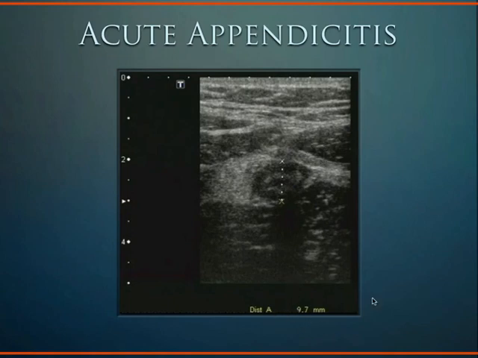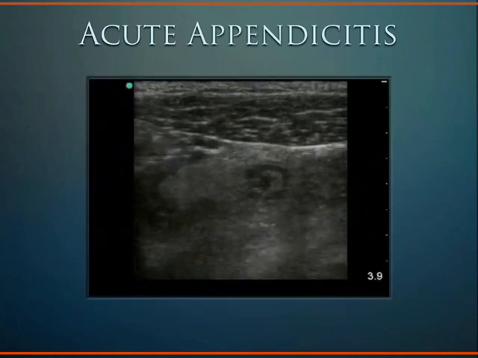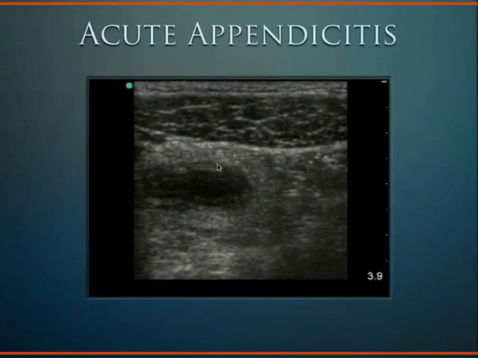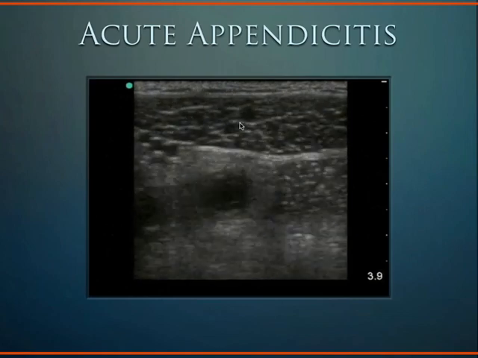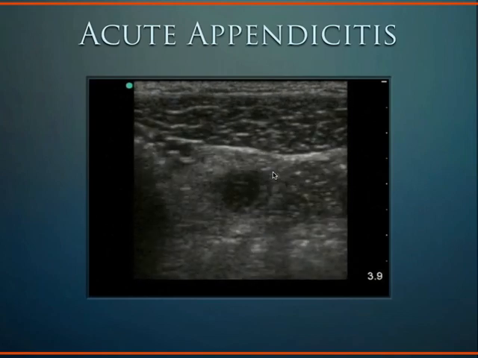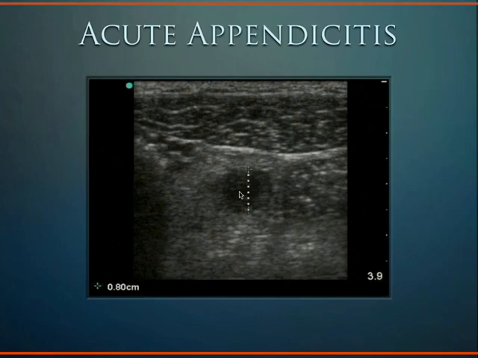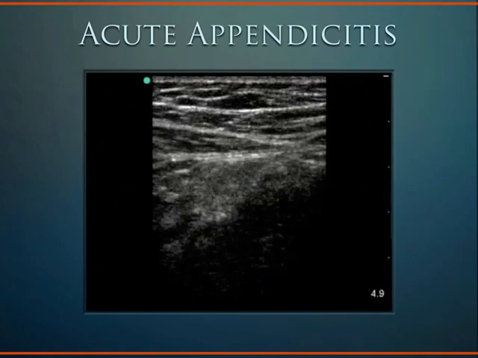This one is 9.7 millimeters. Greater than 6 millimeters, boom, appendicitis. Here's another example of appendicitis, compressing this abdominal wall musculature down to psoas, and we can see this appendix gets stuck in between there, 8 millimeters in this example.